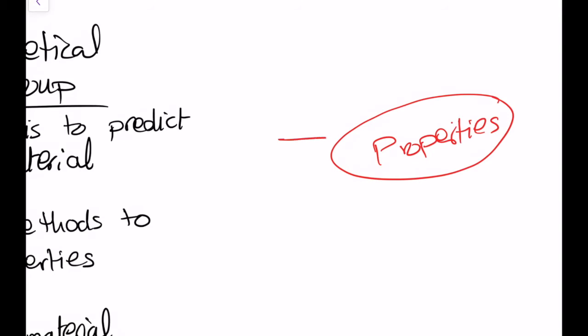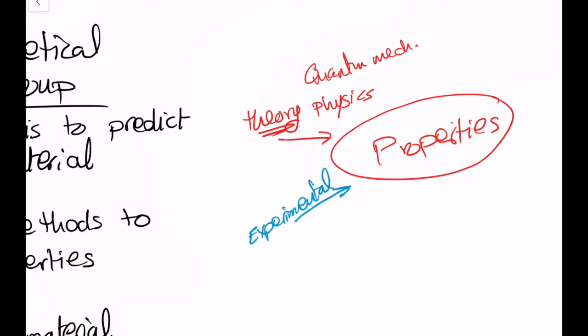We have the theoretical group. The theoretical group, we use theory, we use physics theories like quantum mechanics, to predict the properties of the materials. On the other side, the experimental group works on getting the properties using spectroscopic techniques like XES. They want to get the topology of the surface, so they use scanning tunneling microscopy (STM), and infrared spectroscopy to get the vibrational properties of the materials. All of these properties that you can get experimentally, you can get using theory.